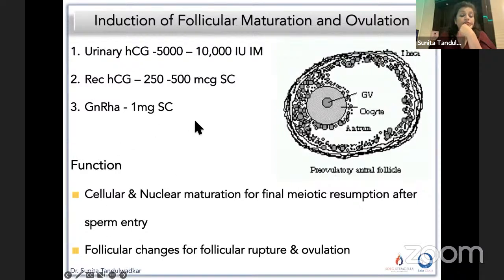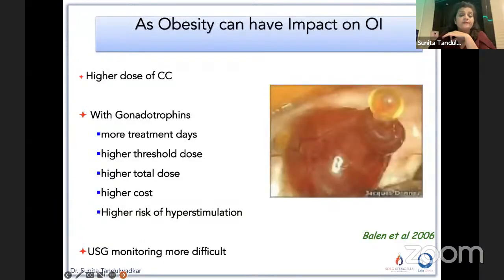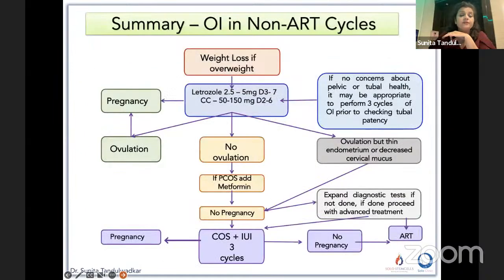What is the important role they do? So in every gonadotrophin cycle, I like to give the HCG trigger. Why? They cause a cellular and nuclear maturation, that is final meiotic resumption after the sperm entry, and follicular changes for follicular rupture and the ovulation. So it prepares the oocyte for the final stage. I'm just skipping the obesity.